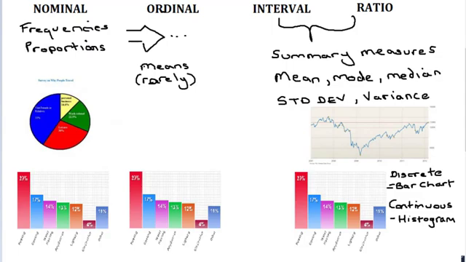Those are the major differences between nominal, ordinal, interval and ratio data.